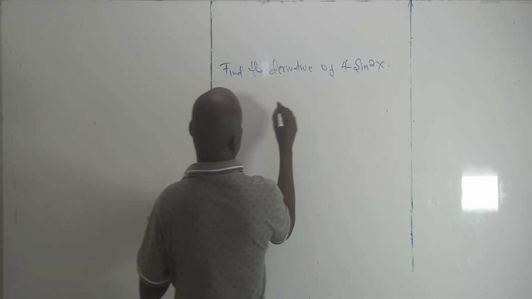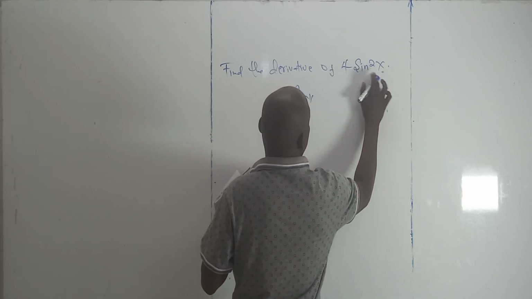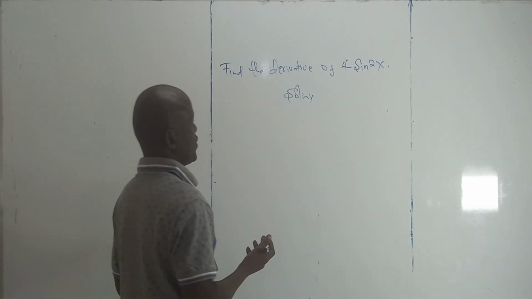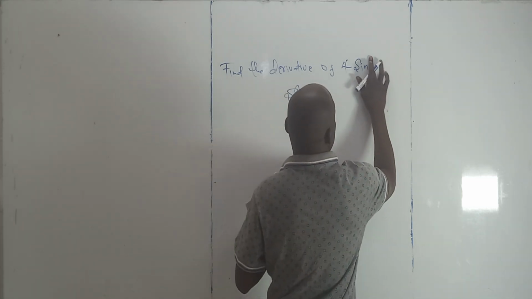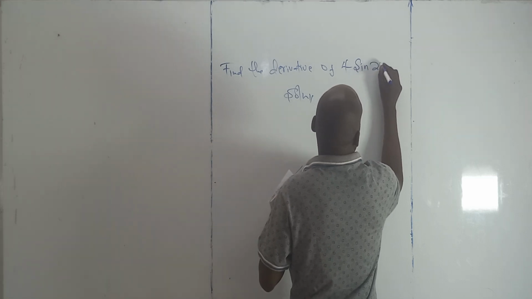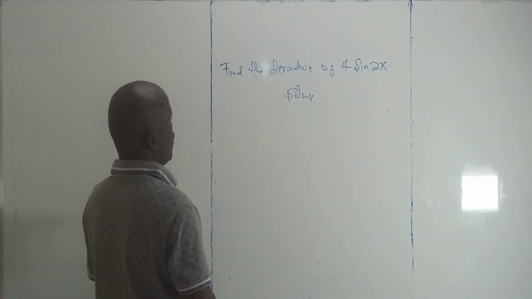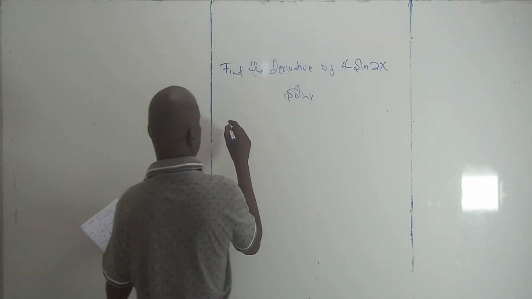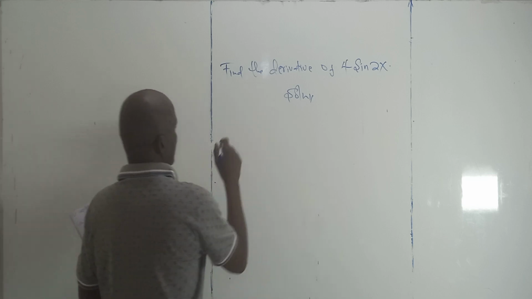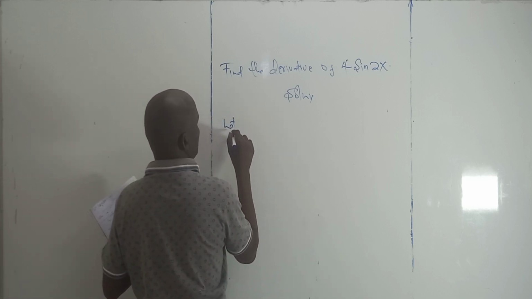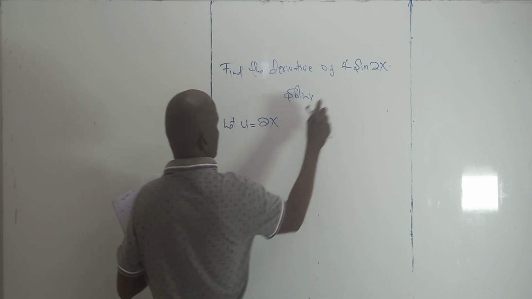So solution, again we see this particular part, it makes us know that we need to use chain rule, just not sin squared, but sin of 2x. It should be clear. Sin of 2x. So first let u be 2x. That is this part here.